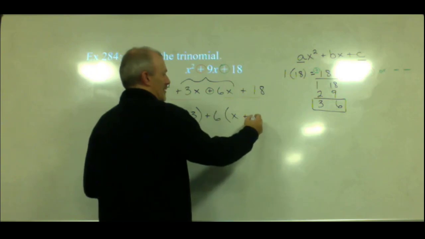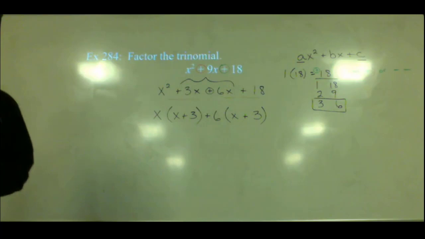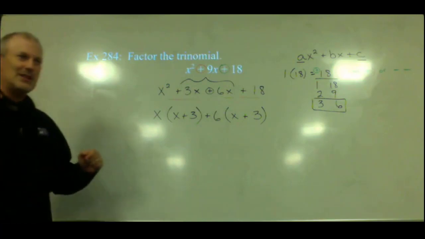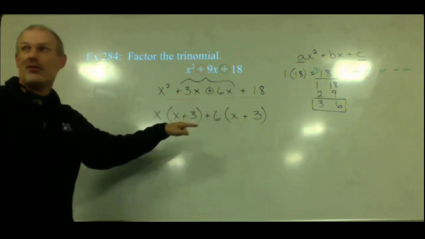X plus 18 divided by 6 is 3. And that's good because what do we see? 3. These are both the same. And again, they should be if we did our work right.